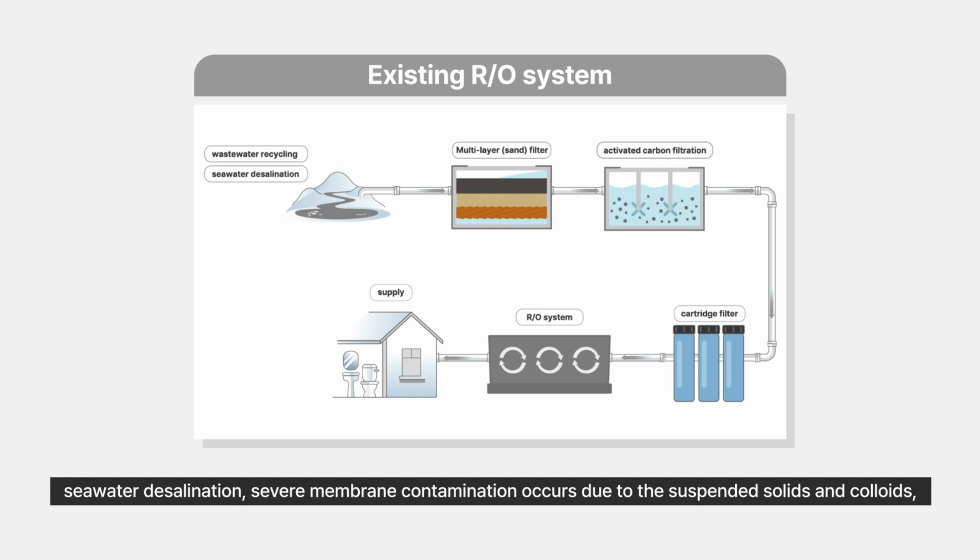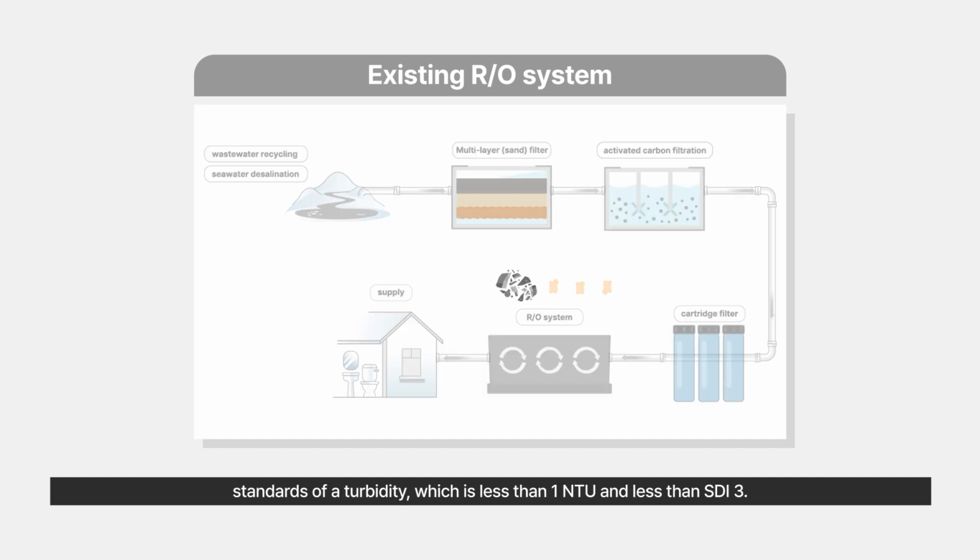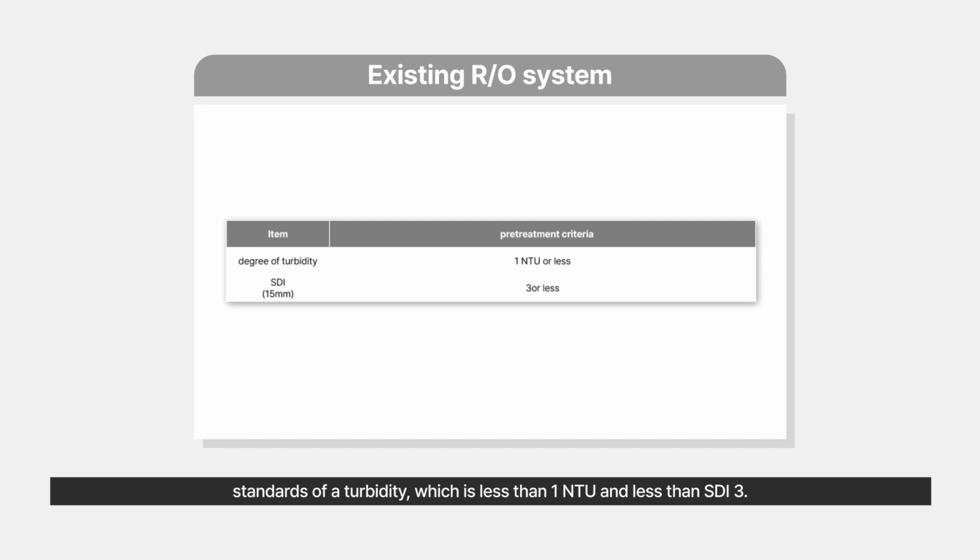Wastewater. When the raw water is injected directly into reverse osmosis systems used in wastewater recycling and seawater desalination, severe membrane contamination occurs due to the suspended solids and colloids, requiring frequent chemical cleaning. As such, the RO separator needs pre-treatment, which is conventionally done through sand filtration and activated carbon filtration. However, when using these pre-treatment methods, it is difficult to achieve the recommended RO pre-treatment standards of a turbidity of less than 1 NTU and less than SDI3.